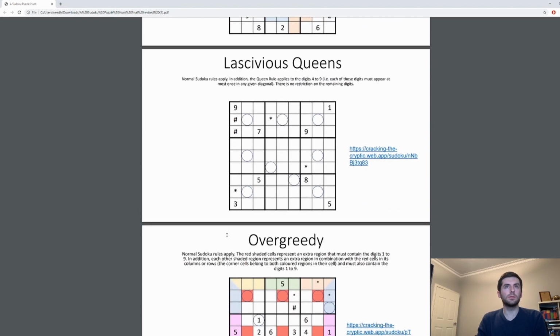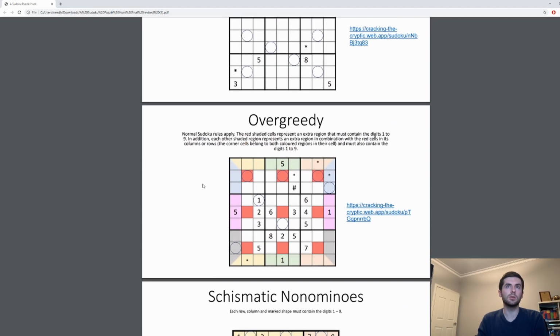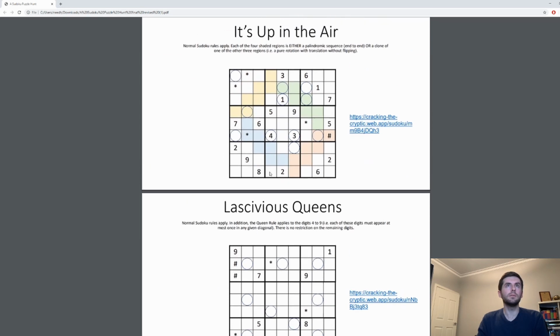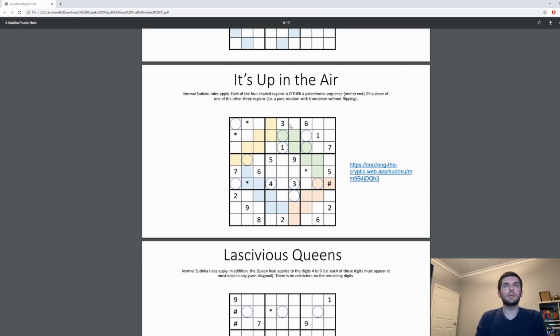In terms of starting, if you're going to try and brute force these puzzles, starting with either Schismatic, Nomenos, Over Greedy, or It's Up in the Air would be a good place to start. Now, for those of you wanting to try one of those puzzles, feel free to pause the video now and have a go. For us, we will be continuing on with It's Up in the Air, as that is the puzzle that has the most given digits.